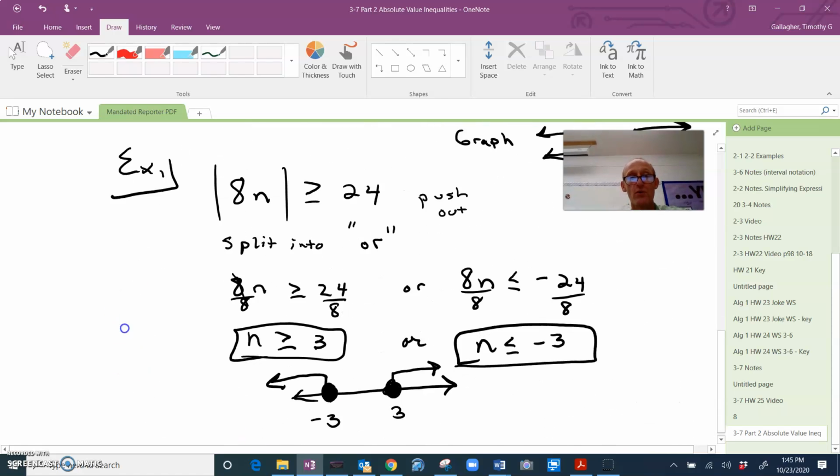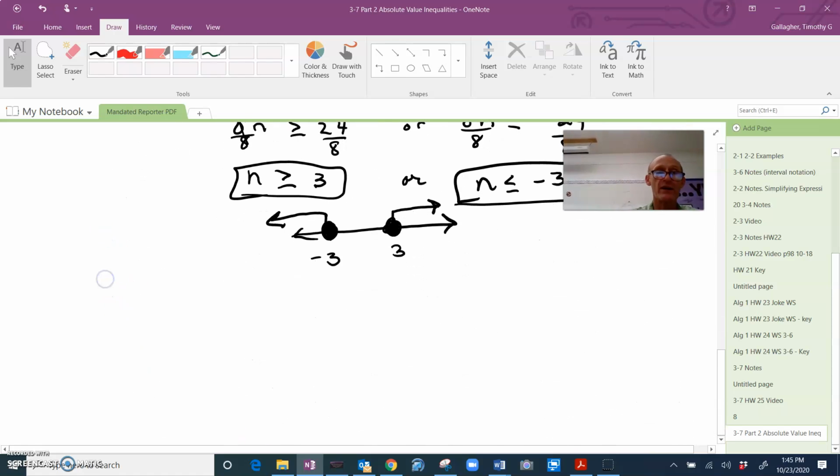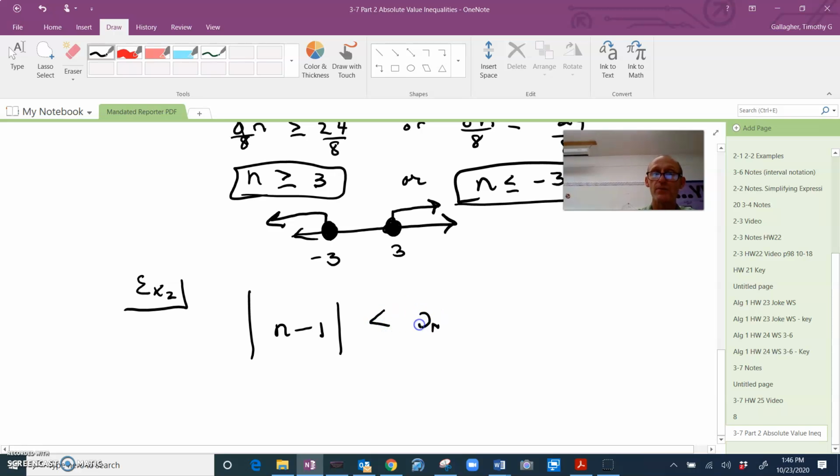Okay, so let's move on to another example. We're going to keep going. And another nice one might be the absolute value of n minus 1, less than 2.